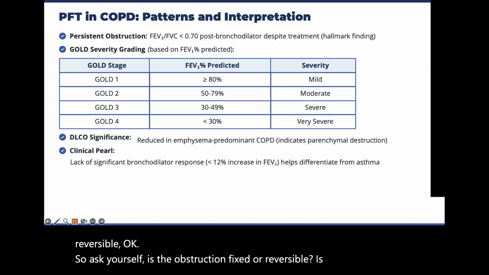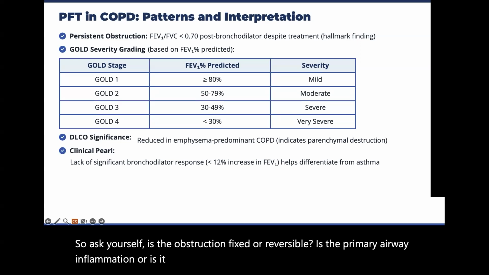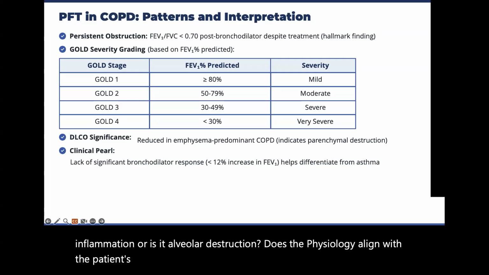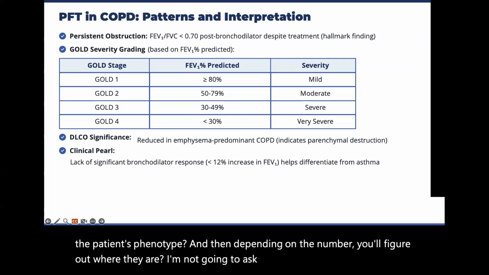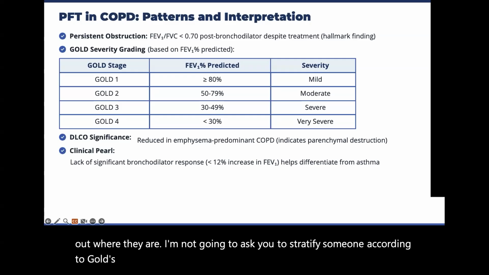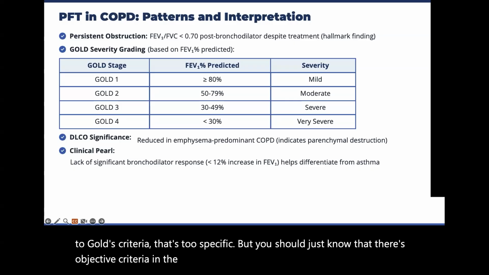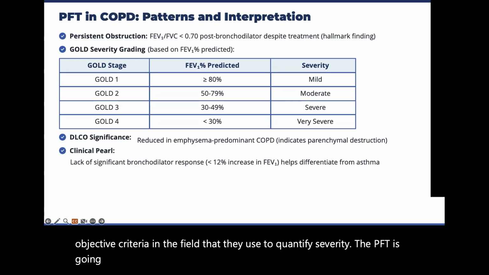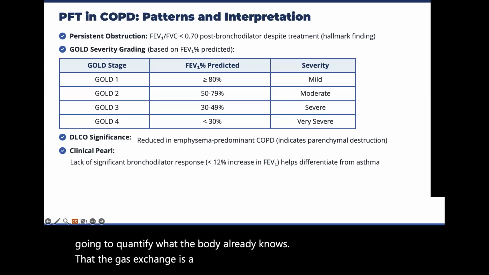Okay. So ask yourself, is the obstruction fixed or reversible? Is the primary airway inflammation, or is it alveolar destruction? Does the physiology align with the patient's phenotype? And then depending on the number, you'll figure out where they are. I'm not going to ask you to stratify someone according to GOLD criteria. That's too specific, but you should just know that there's objective criteria in the field that they use to quantify severity. The PFT is going to quantify what the body already knows, that gas exchange is a privilege of structure. So if the structure fails, gas exchange will follow.